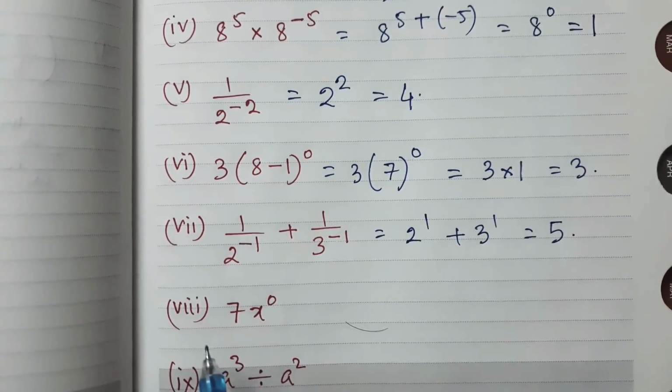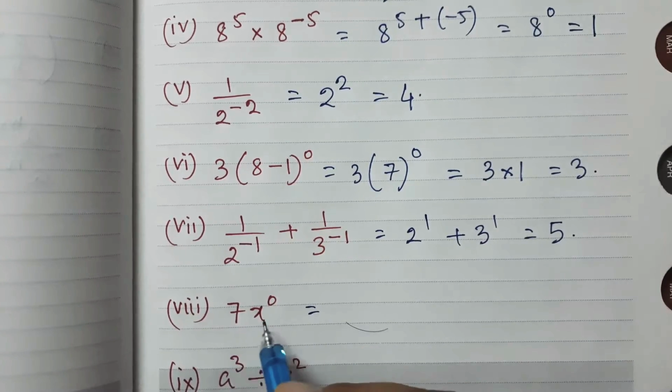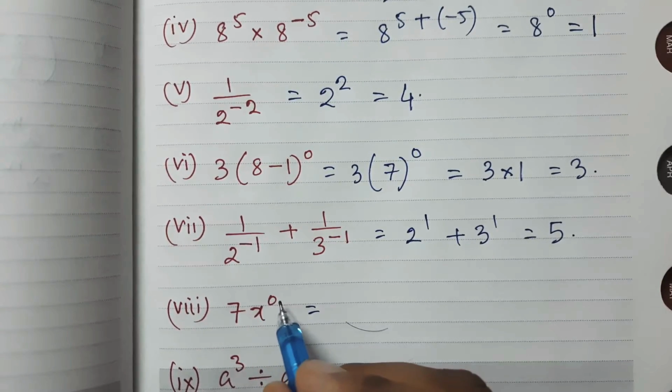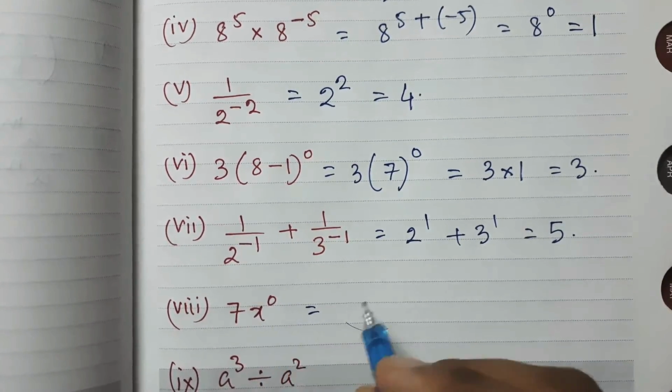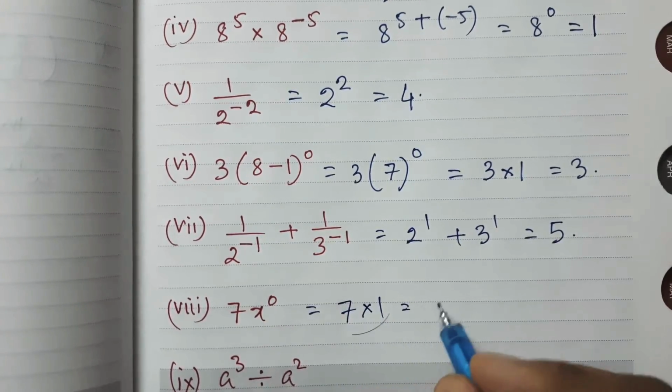Now this is part 8. X to the power 0, that means 0 exponent. So anything to the power 0 is always 1. So 7 into 1, the answer is 7.